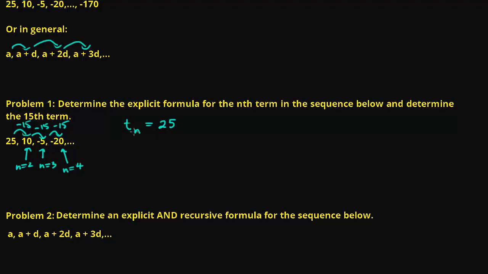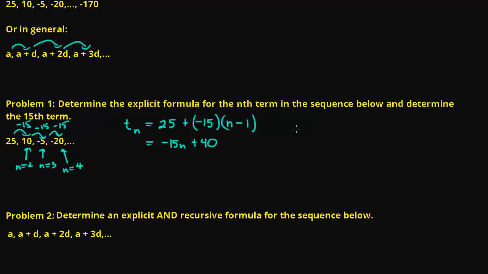So if we think about this, we have t sub n is equal to 25 plus negative 15 times n minus 1, because I'm adding negative 15 one less than the term number to 25. I can simplify this equation, and I would have that the nth term is negative 15n plus 15 plus 25, so negative 15n plus 40.